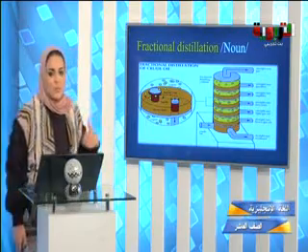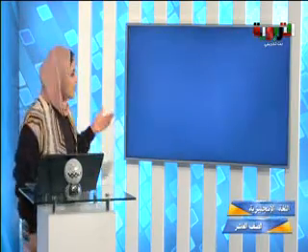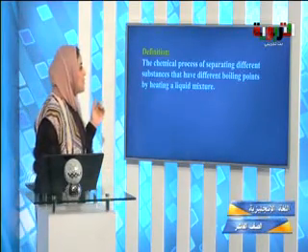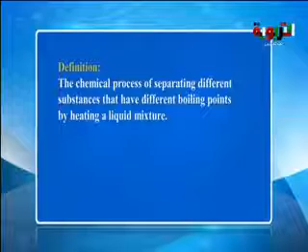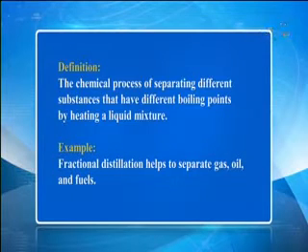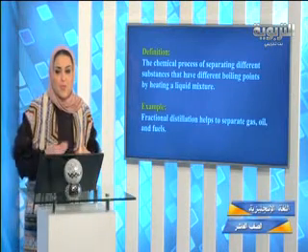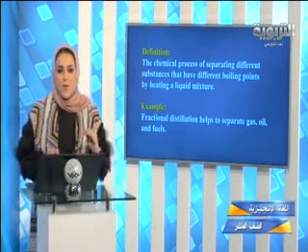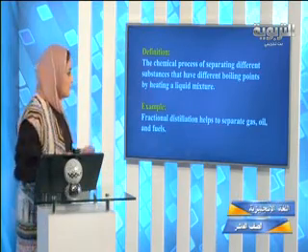Fractional distillation. So the process of fractional distillation is the chemical process of separating different substances that have different boiling points by heating a liquid mixture. So by heating a liquid mixture, you are what? Separating the elements. This is called what? Fractional distillation. So the example here: fractional distillation helps to separate gas, oil, and fuels by, of course, as we said, boiling them under a certain temperature.